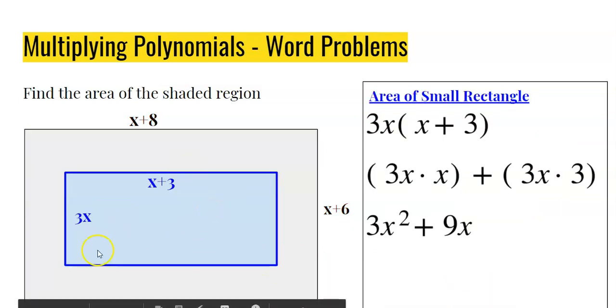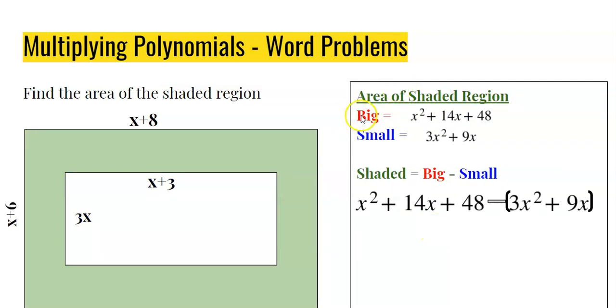Here's the area of my small rectangle. So length times width. I'm going to do 3x times x plus 3. Now in this case, since it's not a binomial by a binomial, I don't even need the box method. At this point, I can just distribute. So 3x times x is going to give me 3x squared. 3x times 3 is going to give me 9x.